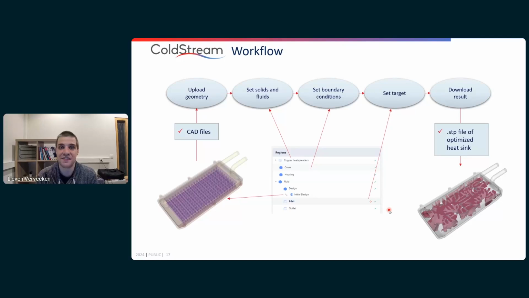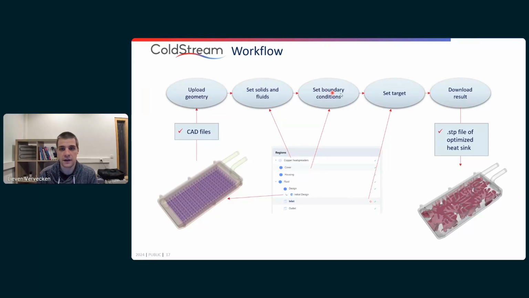You might think that it's quite difficult to set up such a case, but in actuality, it really is not. You simply prepare the CAD geometry in your preferred CAD environment, be it NX, Inventor, whatever you prefer. You upload it to ColdStream, and as with any other CFD software, you then provide the relevant input. For example, you specify what solids are used, aluminum, copper. You specify the fluids, is it air-cooled, liquid-cooled? In our case, of course, liquid-cooled.